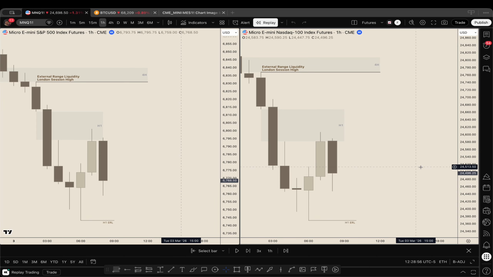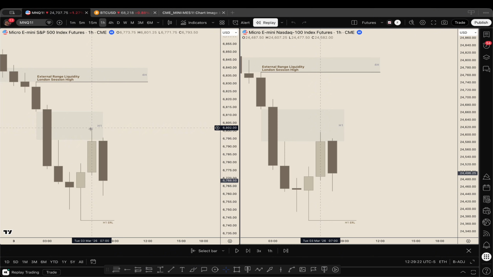March 3rd. Let's take a look at this trade that I took this morning shortly after market open. I've got S&P futures on the left, NASDAQ futures on the right, and I want to draw your attention to the 1 hour fair value gap that was tested right after 8 a.m. So you can see here I'm on the 1 hour chart.